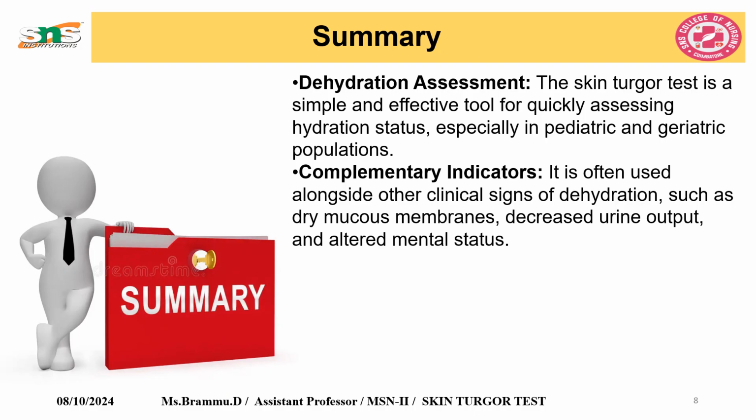To summarize, the skin turgor test is otherwise called a dehydration assessment. It is a quick, effective tool which assesses the hydration status, especially in the pediatric and geriatric population. Complementary indicators of dehydration include dry mucous membrane, decreased urine output, and altered mental status.